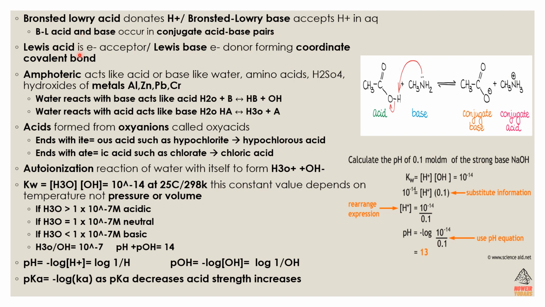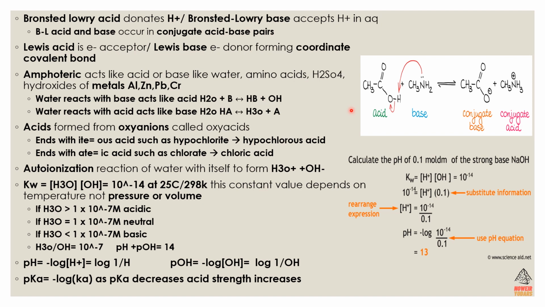Like I said, when you have a Bronsted-Lowry acid and it donates, it has a conjugate base, and vice versa for the base. And then next we have the Lewis acid and Lewis base. A Lewis acid is basically an electron acceptor. So kind of the opposite. If you think of it, Bronsted-Lowry acid donates, Lewis acid accepts.